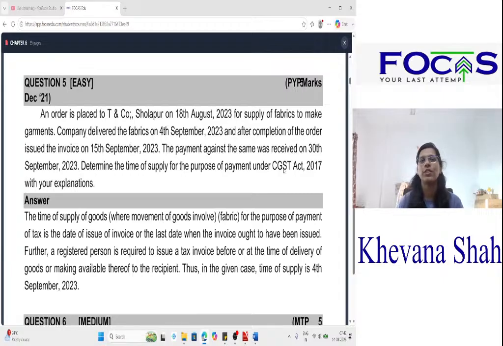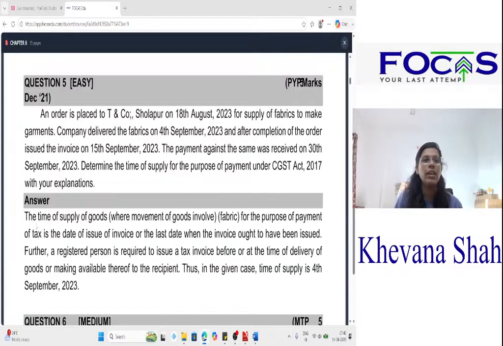Okay. So see here also your movement of goods is involved. So in that case, what we will take as our time of supply? The date of issue of invoice or the last date when the invoice should have been issued. Earlier of these two dates we will be taking.